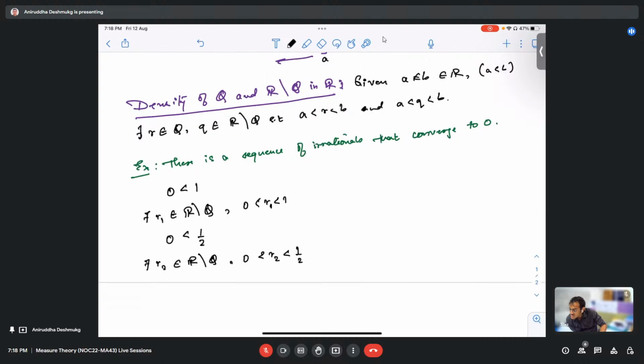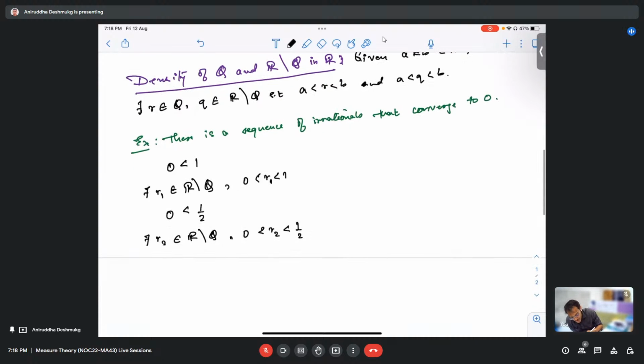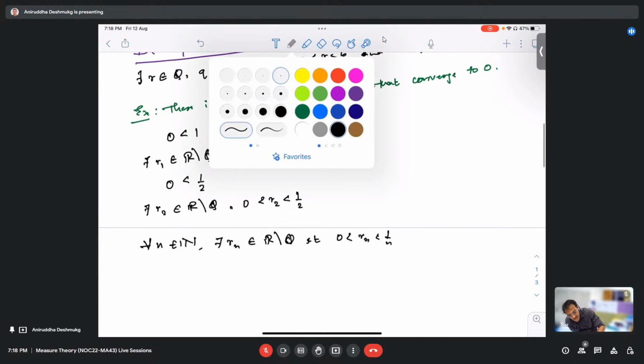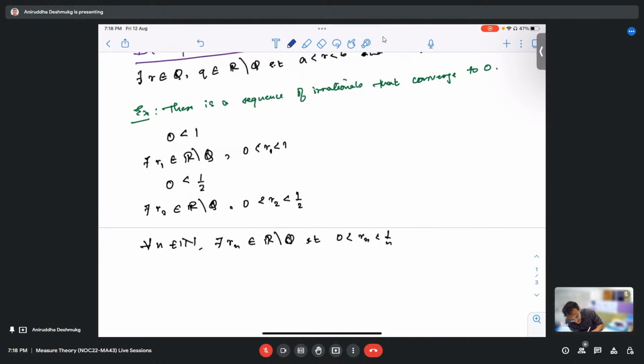Do you agree with this? Yes, sir. Okay. So if I continue doing this, basically what I am saying is for every n, we can find an irrational number Rn which lies between 0 and 1 by n. From here, can you say that Rn converges to 0, the limit as n tends to infinity? Yes, sir. Correct.